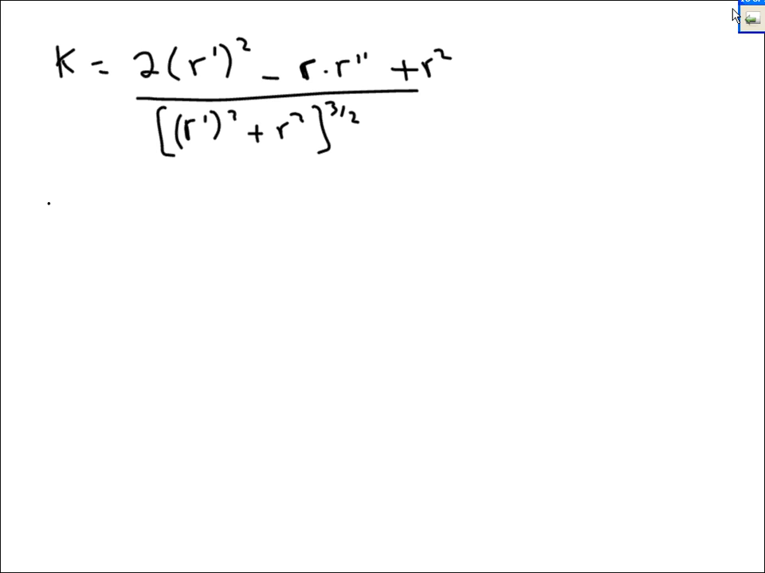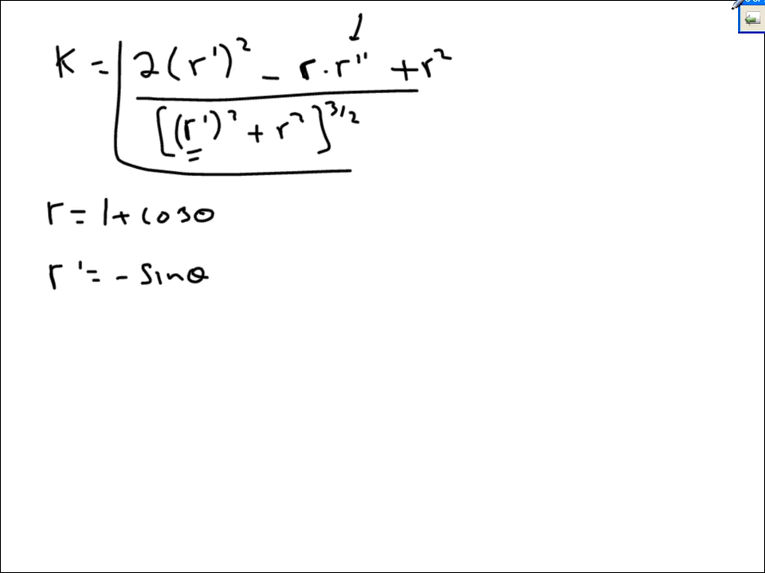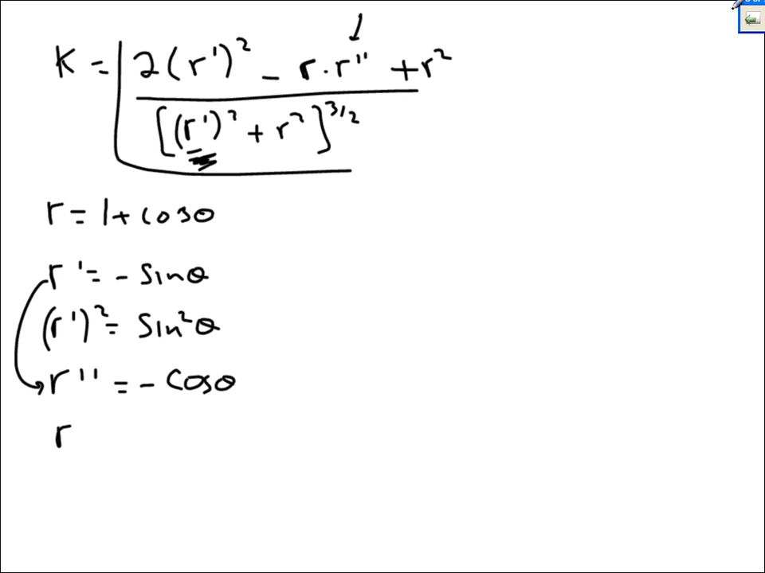So suppose you come to know that r is 1 plus cosine theta. Alright, this formula says you need to know r double prime, and you need to know r prime. Sometimes you need to square these. So r prime is negative sine theta, and that's one of them that you need to square. So r prime squared will be positive sine squared theta. And r double prime, take the derivative of r prime, it is negative cosine of theta. And that one does not need to be squared.